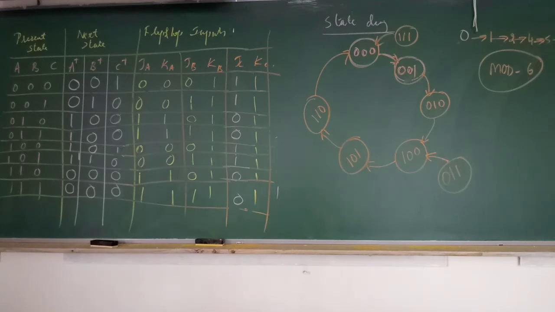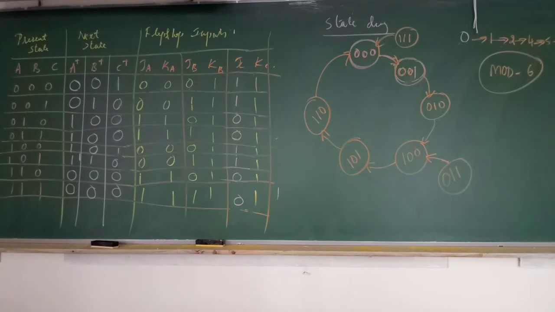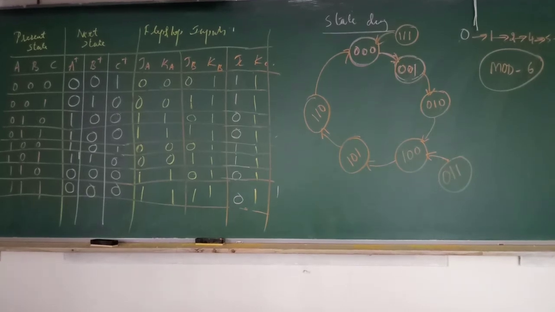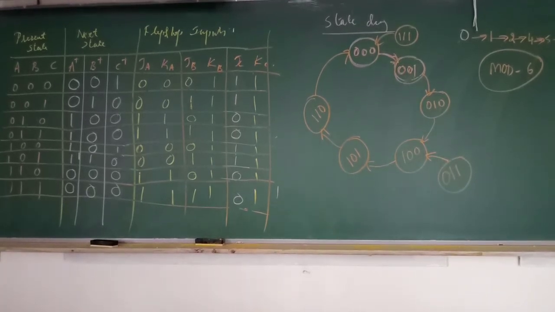See here, all three flip-flops are JK. In some problems one flip-flop will be T, one flip-flop will be D. In today's class I have given a problem for homework, where one is T, one is D and one more is JK. Even if the flip-flops are different, you can follow the same method to analyze and design, and you can end up with the state diagram. Okay.